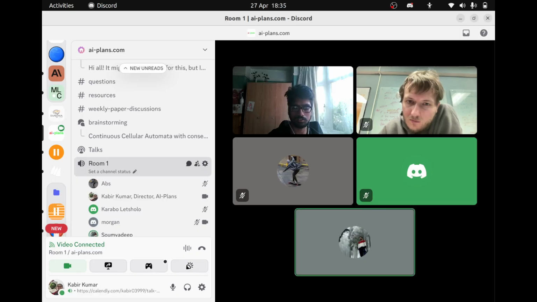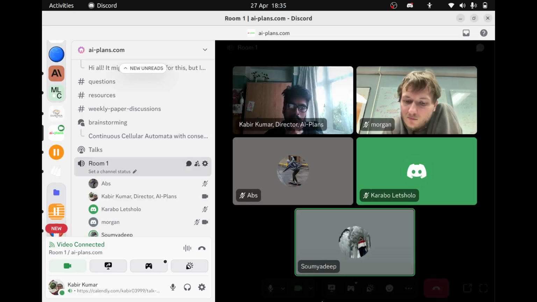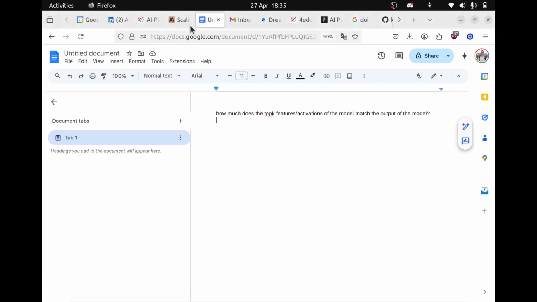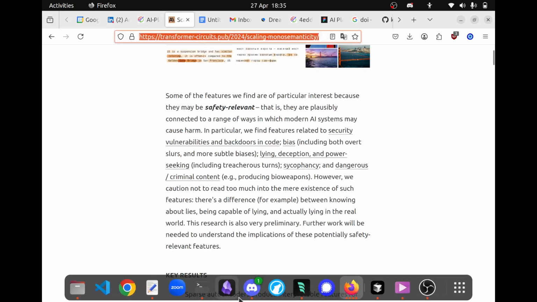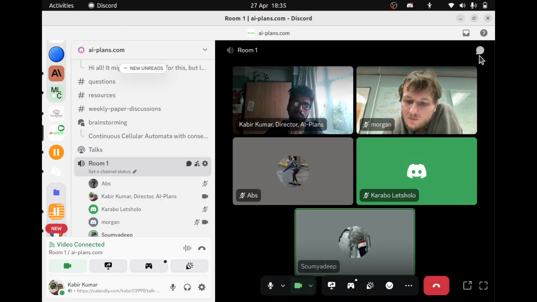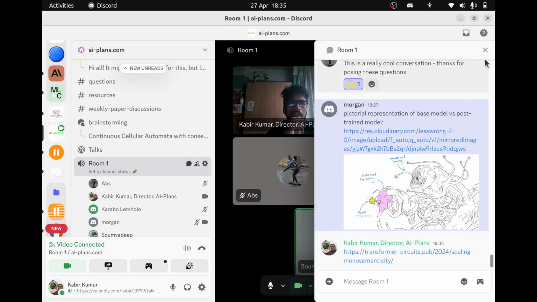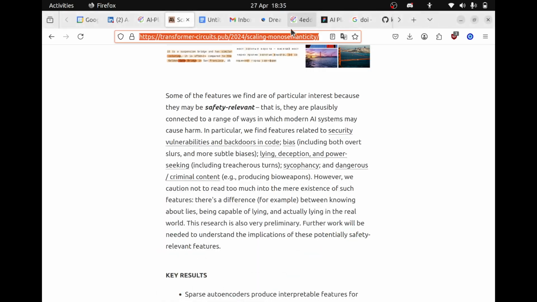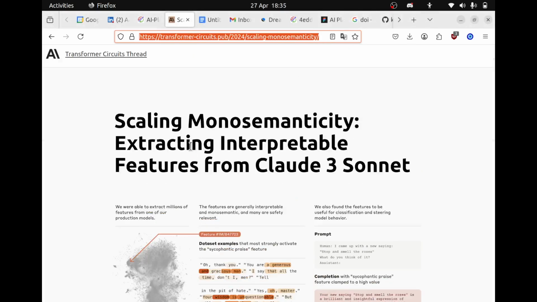At this point, what we are thinking is that maybe we can go about what Anthropic did in the scaling monosemanticity paper, finding features and then finding some safety relevant features and how much they activate on certain prompts. Maybe we could do that, but I'm not really sure.